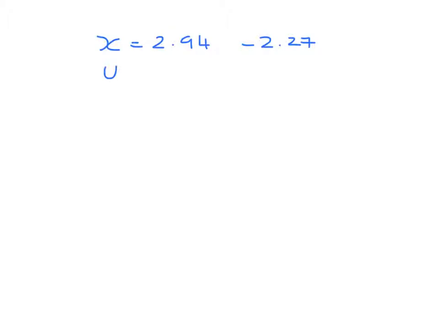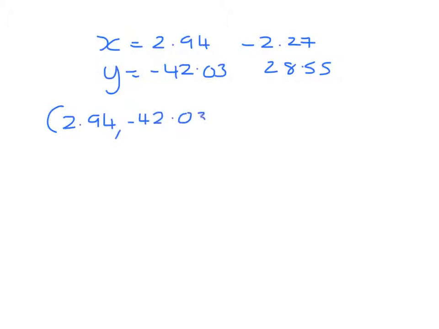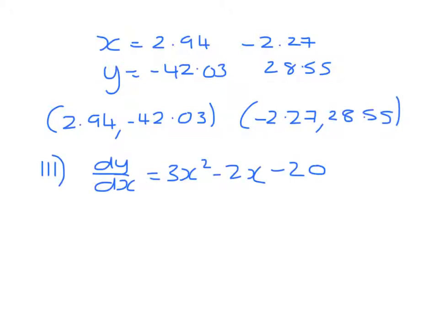Whenever we substitute that back in, it gives us a y value of minus 42.03 or 28.55. So my turning points are at (2.94, minus 42.03) and (minus 2.27, 28.55). To work out the nature of these turning points, we first start by finding the second differential.